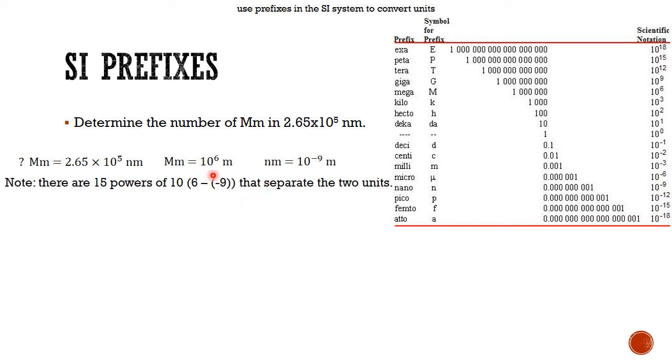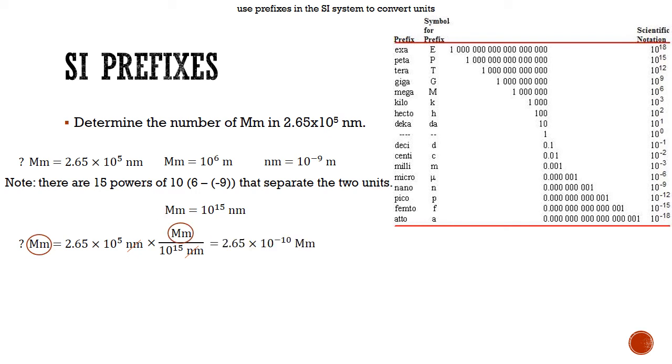I get that because from 6 to negative 9, in other words 6 minus a negative 9, that's 15. So a megameter is 15 powers of 10 larger, in other words 10 to the 15th times larger than a nanometer. So that is my equality, my conversion factor: 1 megameter is 10 to the 15th nanometers. I can use that as my conversion factor and do it simply in one conversion. Looking at what I need to cancel, nanometers, I'll put my 10 to the 15th nanometers in the denominator, and that will cancel the unit nanometers. I'm left with megameters, which is exactly what I'm looking for, and I have an answer.